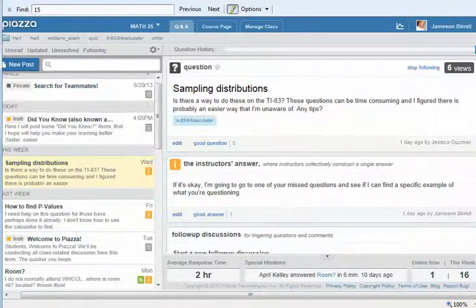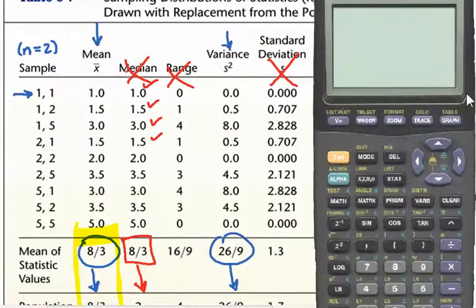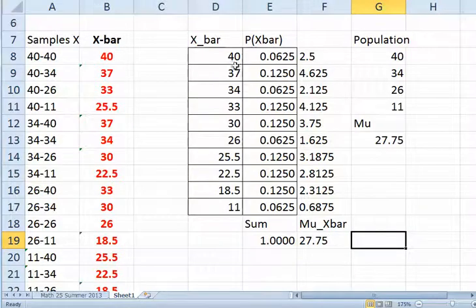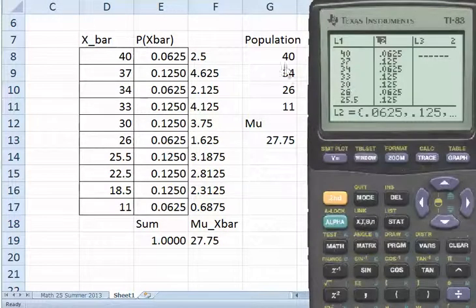The best way you could do it on the calculator would be to actually do exactly what we did on Excel, but as a calculator list. So I'll put it in and I'll show you really fast. In list 1, I'm putting all the possible means of samples of size 2, and I'm putting them uniquely and in descending order. Uniquely meaning that, if 37 shows up twice, I'm only writing 37 once. In the next list, I'm listing all the probabilities that correspond to those.